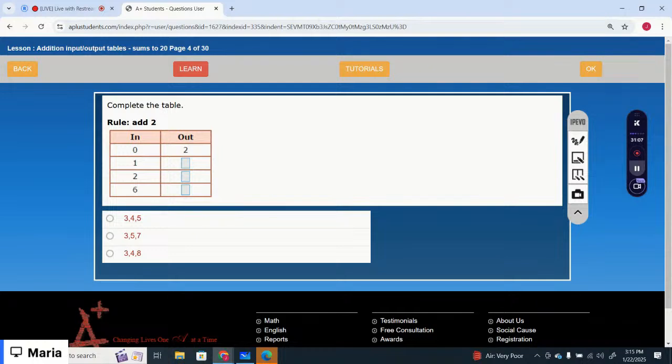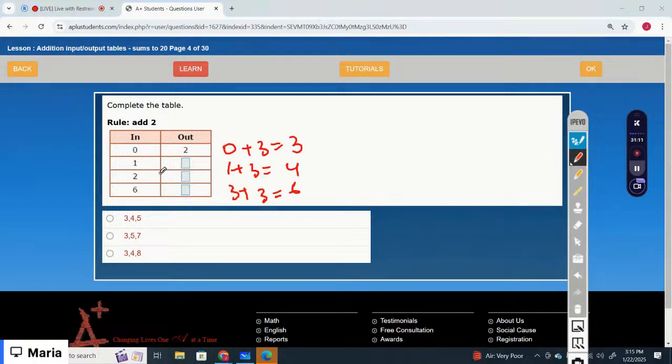You have to add 2. So which is the correct option? You are given the input values. Just listen to me carefully. You are given the input values and the output value. You need to calculate the output value. How do you calculate? You are given the rule. You need to add 2 to each input value to get the corresponding output value. Here you have 1. Add plus 2, 1 plus 2. 1 plus 2 makes 3. So here the output is 3.